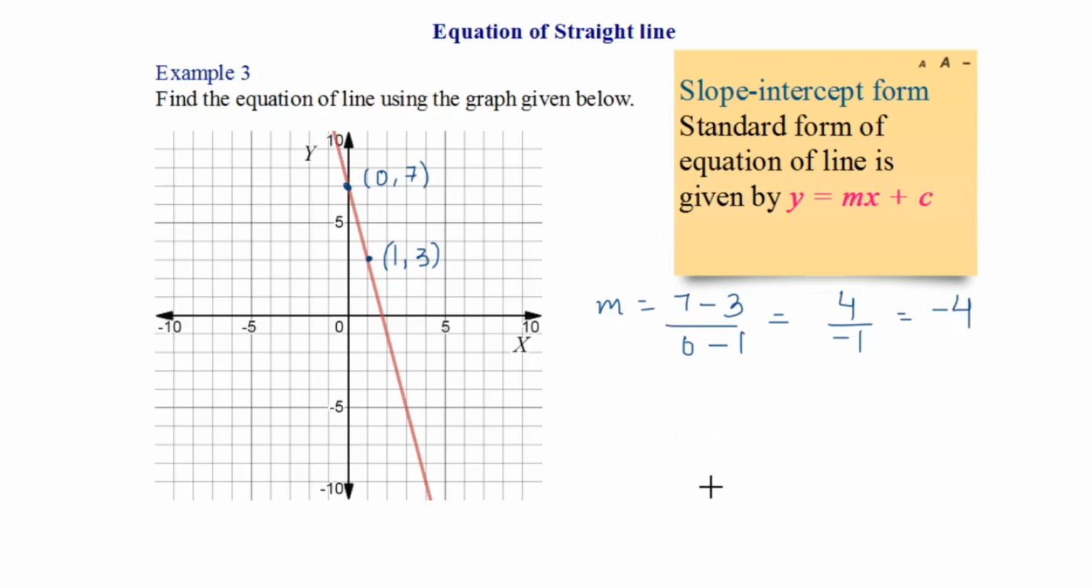Now we have the gradient. We can see that this straight line intersects the y-axis at point (0, 7), and hence that is the y-intercept. So the value of c is equal to 7. So we get the equation of line as y = -4x + 7.